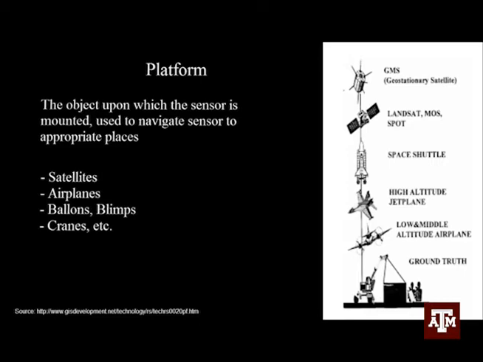A platform is the object upon which the sensor is mounted. It is used to navigate the sensor to appropriate places. Common platforms include satellites, airplanes, balloons, blimps, and cranes.